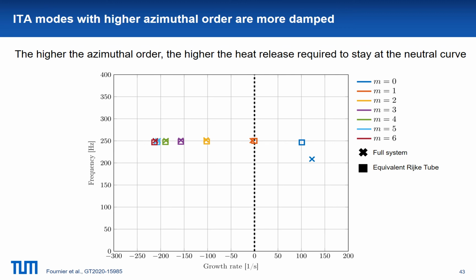And that fully explains the spectrum structure. We assumed modes that are marginally stable, and the higher the azimuthal order, the higher the heat release required to stay at the neutral curve. Said differently, for a given unsteady heat release, ITA modes with a higher azimuthal order are more damped, which is what we observe on this spectrum.